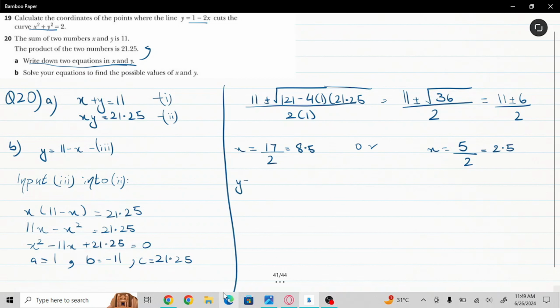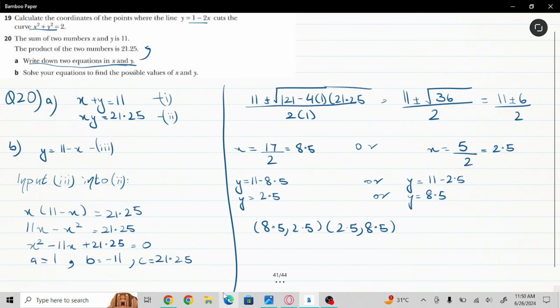For the corresponding y values, y is equal to 11 minus 8.5, or y is equal to 11 minus 2.5. So y is equal to 2.5, or y is equal to 8.5. I don't know where my brain is going. So we have two coordinates again. When x is equal to 8.5, y is equal to 2.5, and when x is equal to 2.5, y is equal to 8.5. These are the two coordinates which give the possible values for the equations.